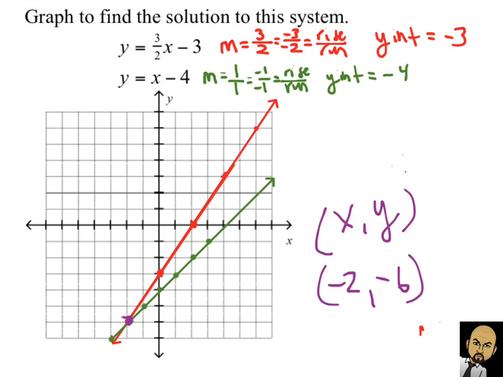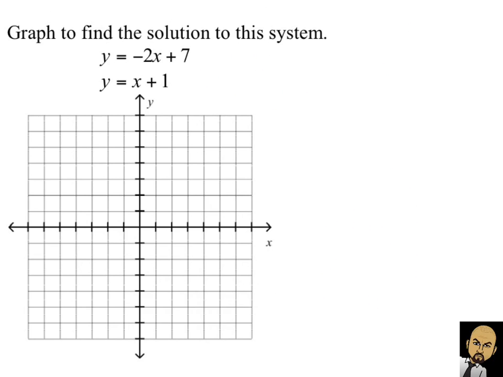Let's go ahead and do another example. Here we have two equations. Let's look at the first equation. The first equation, the slope is negative 2. And so the run is positive 1, which is the same thing as a slope of positive 2 and a run of negative 1. So the y-intercept is going to be positive 7.